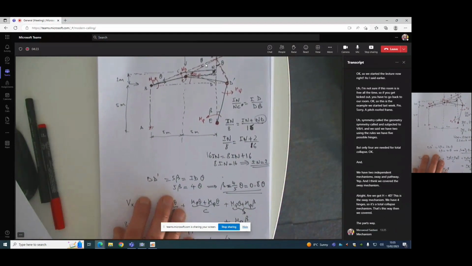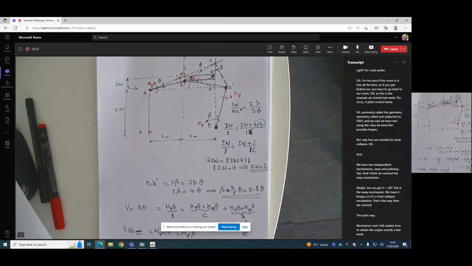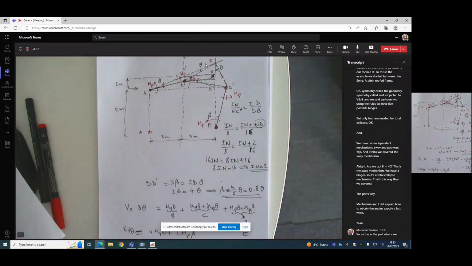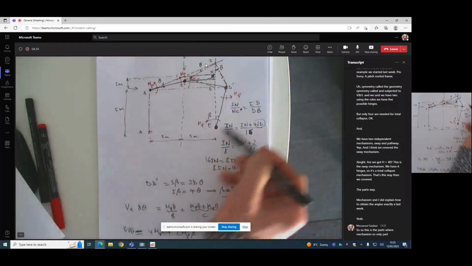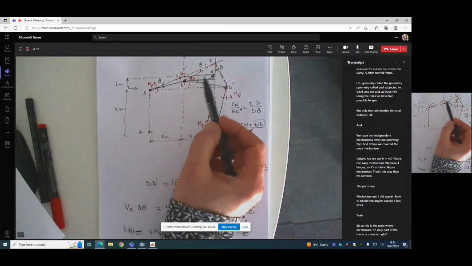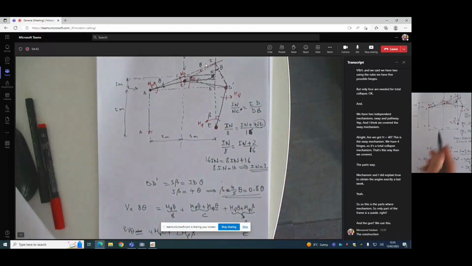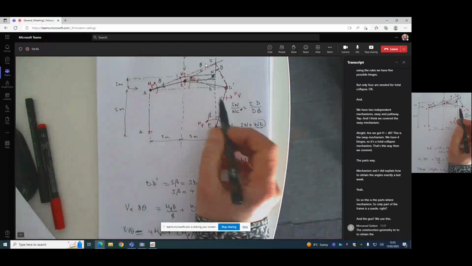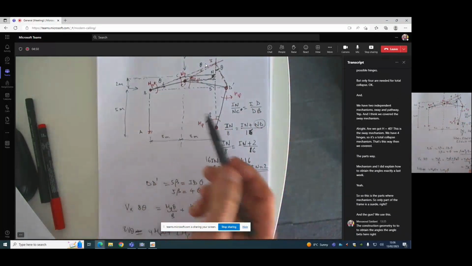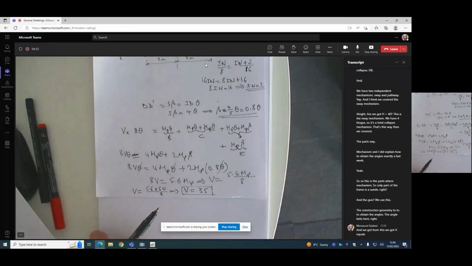Then we covered the part sway mechanism, and I did explain how to obtain the angles. Was that clear last week? So this is the part sway mechanism, so only part of the frame is swayed, right? And again, we use this construction geometry to obtain the angle beta here, and from this we got V equals 35.